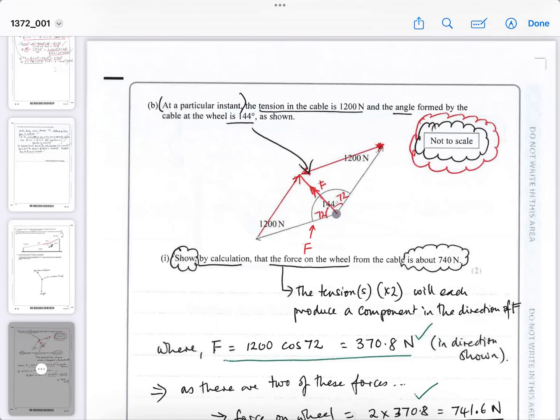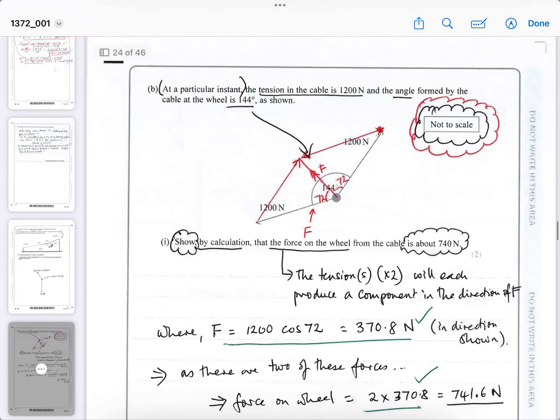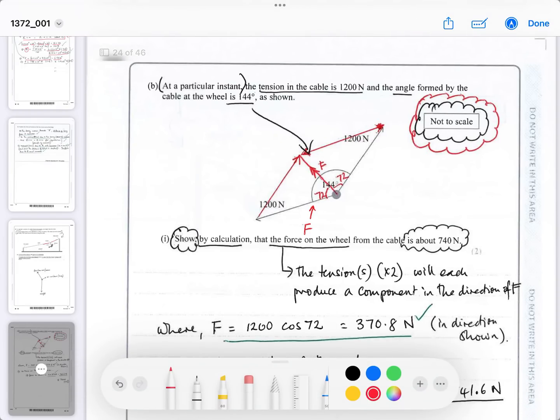So in this diagram you can see the tension is at a more obvious angle, and they're saying it's 144. So if you add these two vectors together, you could add the second vector on, you can make a parallelogram of forces, and the resultant of these two tensions will be that the tensions combine to make their force in total go in this direction here, F.